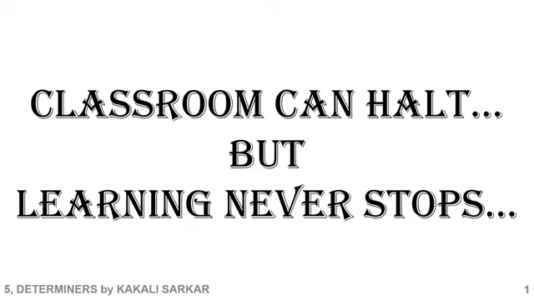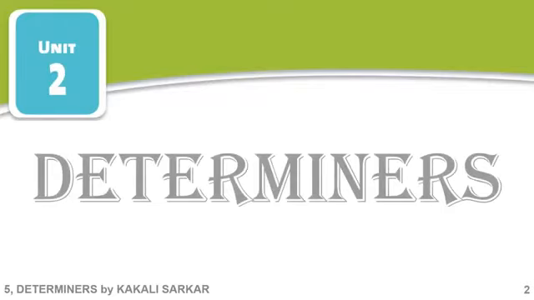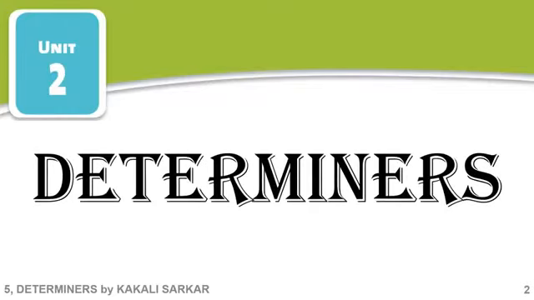Today, we will start Unit 2 of your English practice book, Determiners. First, we have to know what determiners are. Determiners in the English language are words that decide or point out the reference or quantity of the noun or nouns in a sentence. So, let's have this example.